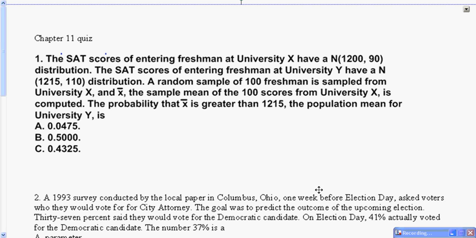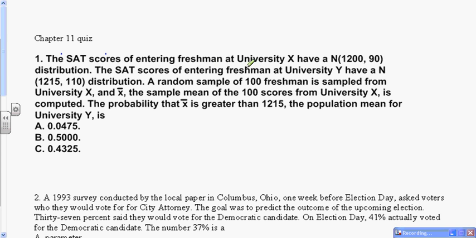This is the chapter 11 practice quiz. We're talking about how sampling changes the types of questions we've had in the past. First one, here we have a comparison of two colleges. Freshmen entering University X have this distribution. University Y has this distribution.